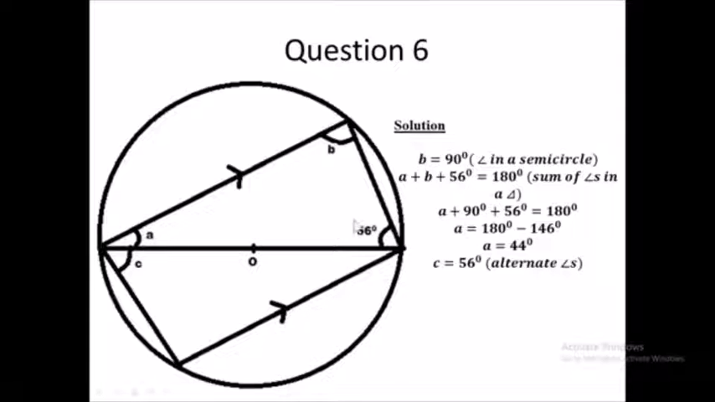So the last question we'll be talking about today is what you're having on the screen. Now, if you look at this line here, it is a diameter because it passes through the center of the circle.